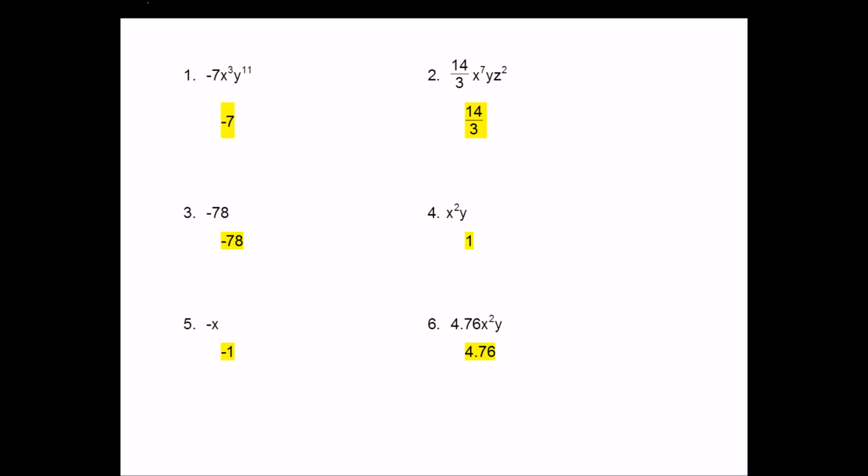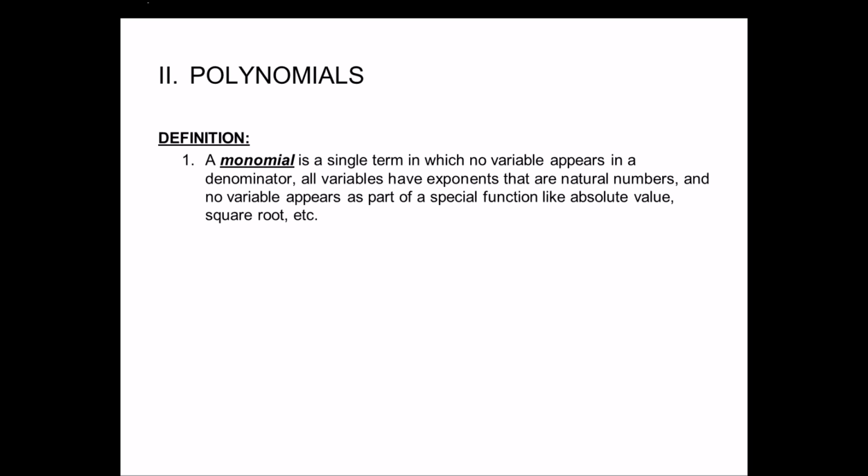Now that we know what terms are, let's get to polynomials. Definition. Number 1, a monomial, the prefix mono meaning 1, is a single term in which no variable appears in the denominator. All variable exponents are natural numbers, and no variable appears as part of a special function like absolute value, square root, and so on. So loosely speaking, a monomial is one nice term.